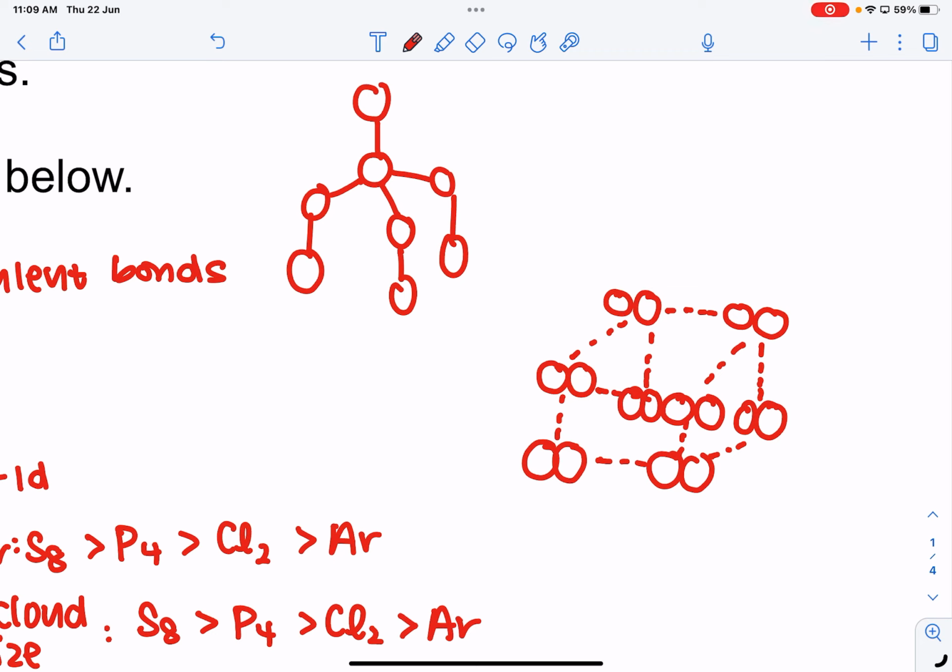Okay, but for carbon it's different. Why? Because carbon can exhibit hybridization. Silicon cannot. Okay? So that's why it only forms single bonds. That's why you need more than one. That's why you see it's very, very long.